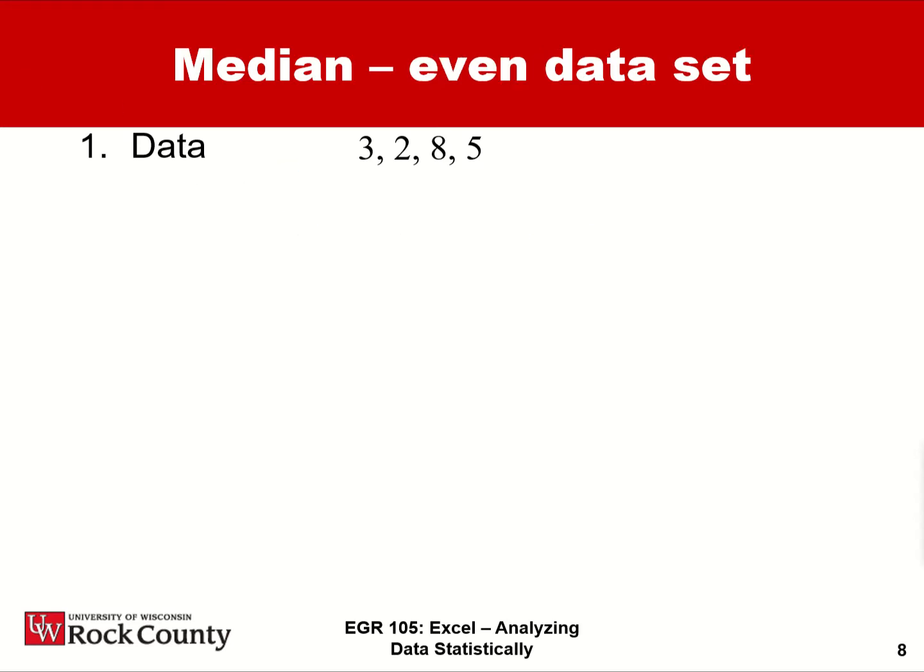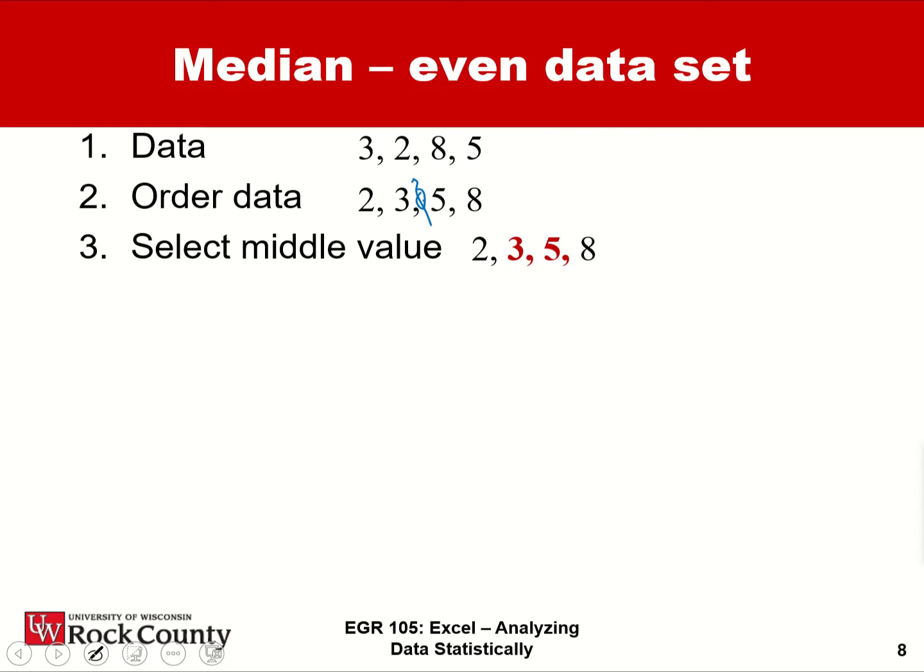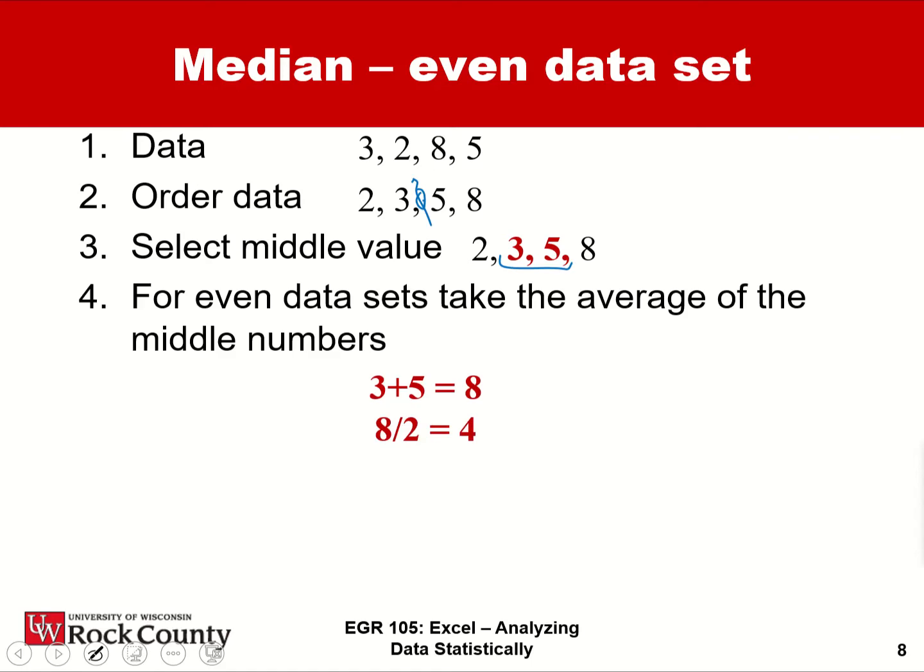If we have an even set of data, let's say we have this set of data with 4 pieces of data, we again reorder our data. We have 2, 3, 5, 8. And if we look at this, there is no middle value here. There is nothing in the middle, so we don't know what our median is. The operation is to select the two most middle ones, which are 3 and 5, and take the average of those. 3 plus 5 divided by 2 is 4. 4 is the median for this set of data.